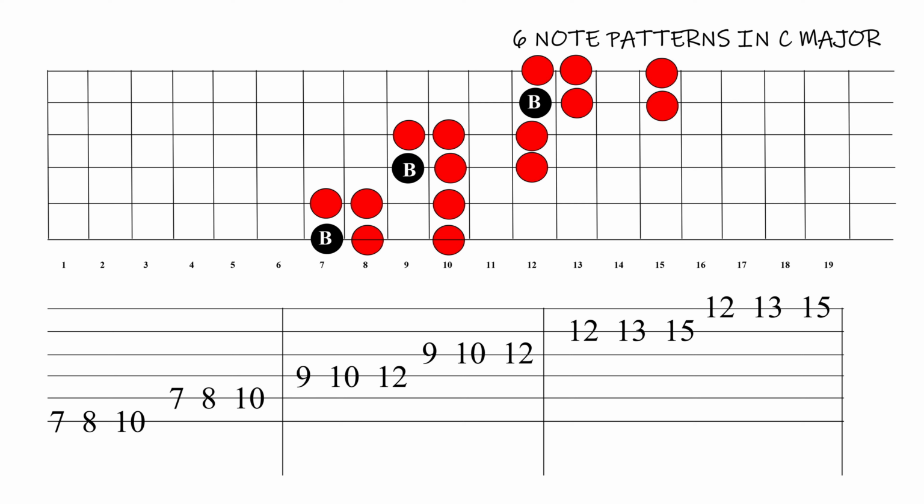And then we're going to go ahead 2 frets, and you'll have 9, 10, 12, 9, 10, 12 on your D and G string. And then go ahead 3 frets, you're going to have 12, 13, 15, 12, 13, 15 on your B and high E string. Okay, so let's see what that looks like on your guitar.